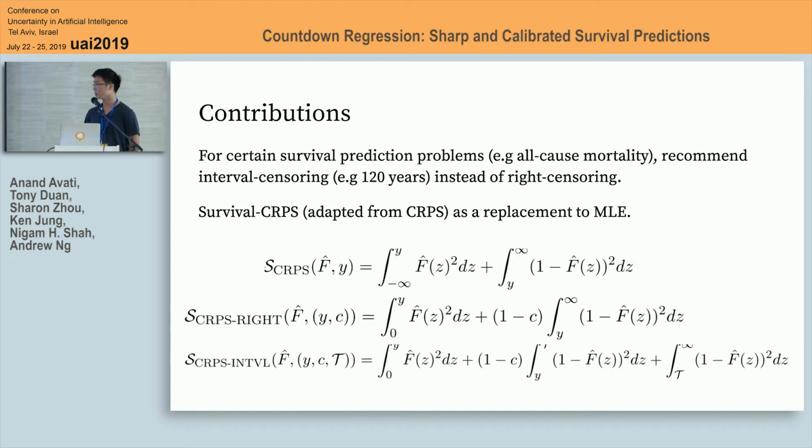So the original CRPS score that was introduced in meteorology is shown in the first line. We'll give some intuition for it on the next slide. And we introduced these right-censored and interval-censored variants of this score.